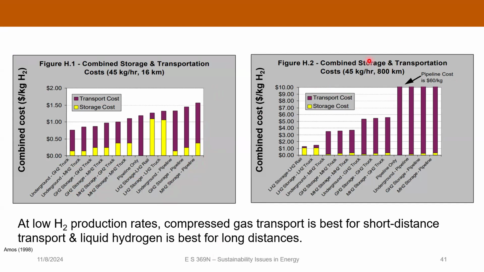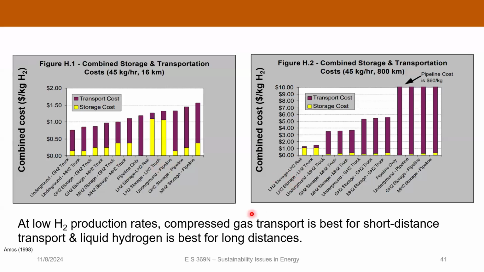For much longer distance transportation, you can store it in liquid form, and you'll notice that the y-axis in this figure is a lot different from the one over here. If you're transporting it a very long distance by pipeline, the cost goes way up. And again, this is because of the materials you have to use for the pipeline transport.